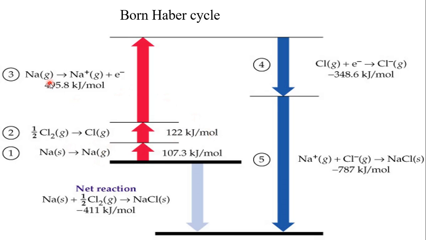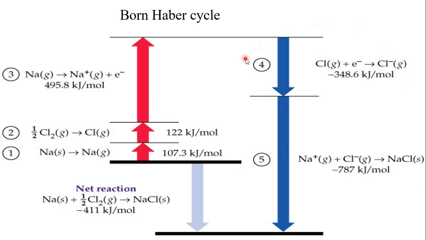Then this sodium gas is converted into sodium ion by removing one electron, that is the enthalpy of ionization, and it is equal to 495.8 kilojoules in the third step. And in the fourth step, the gaseous chlorine atom accepts the electron which is given during ionization of sodium gas. Accepting the electron, it forms the chloride ion, and as the electron is accepted, energy is released, and it is called the electron gain enthalpy, and it is equal to minus 348.6 kilojoules.